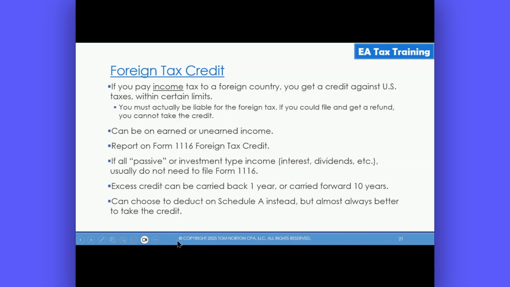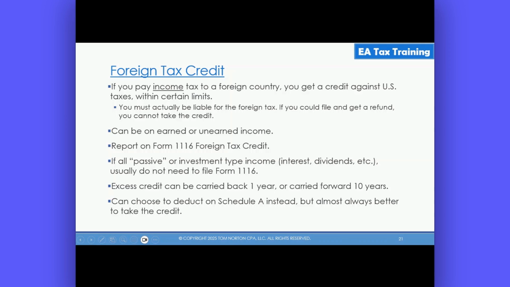So it is going to be better than a deduction. But you need to know that you can deduct it because it could be questioned on the exam. Also, remember the foreign tax credit is only for income taxes that you paid. If you have other types of taxes, such as property taxes that you paid in a foreign country, those you could deduct on Schedule A.